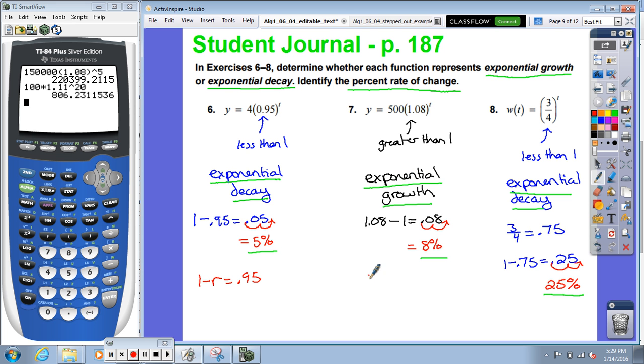So I can once again do this: 1 plus r equals 1.08, and then I subtract the 1, and that's where you see up here, 1.08 minus 1 equals 0.08. Write it out with as many steps as you need until you feel more comfortable finding that it is 8%. This 3/4 is less than 1, so it is exponential decay. 3/4 equals 0.75. So I'm going to take 1 minus 0.75, or since I know that this is decay, I know it's 1 minus r, so I could do 1 minus r equals 0.75, and solve for r, which is 25%.